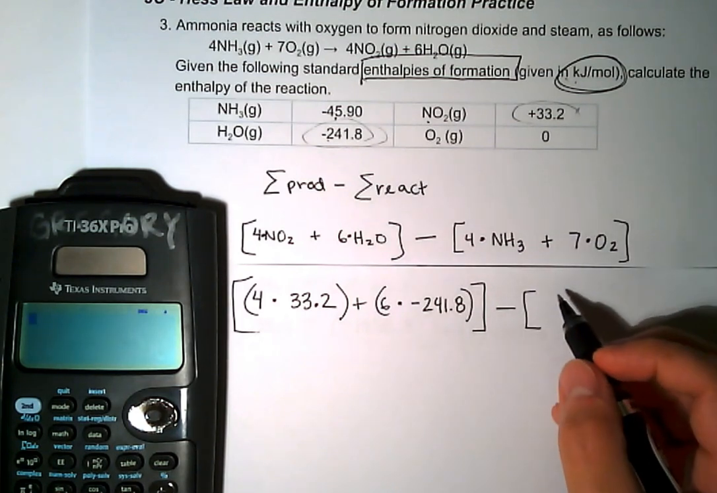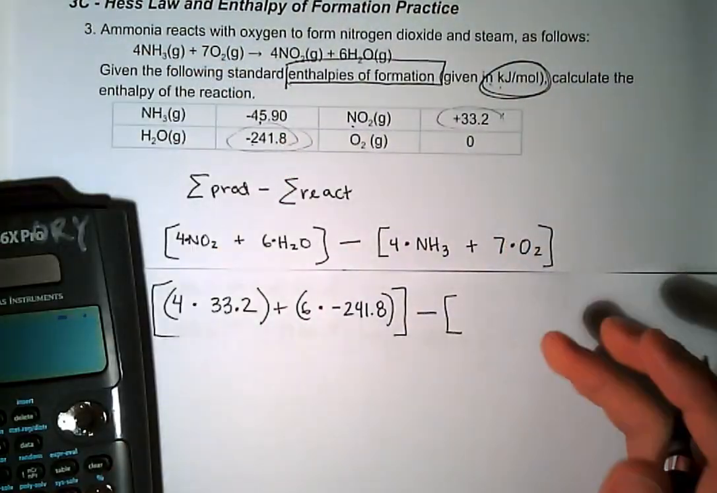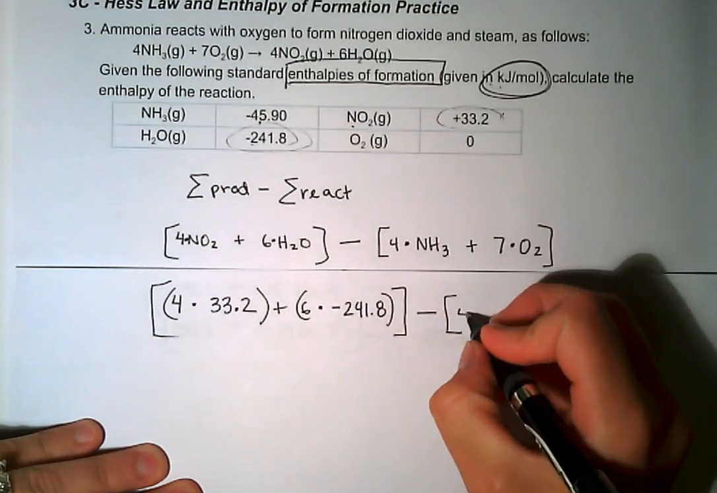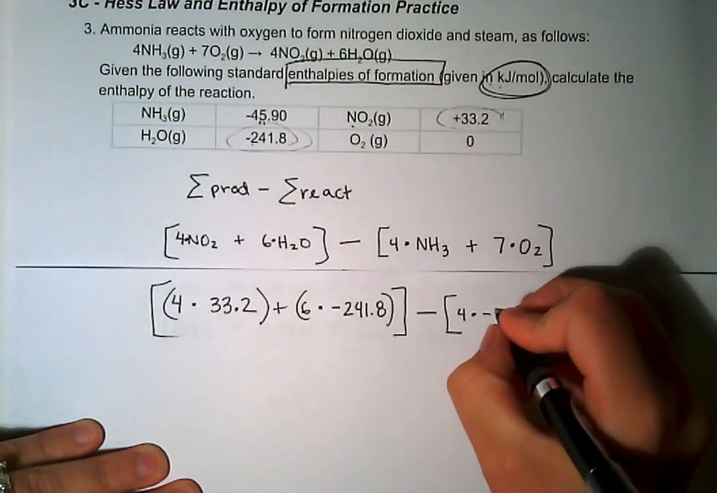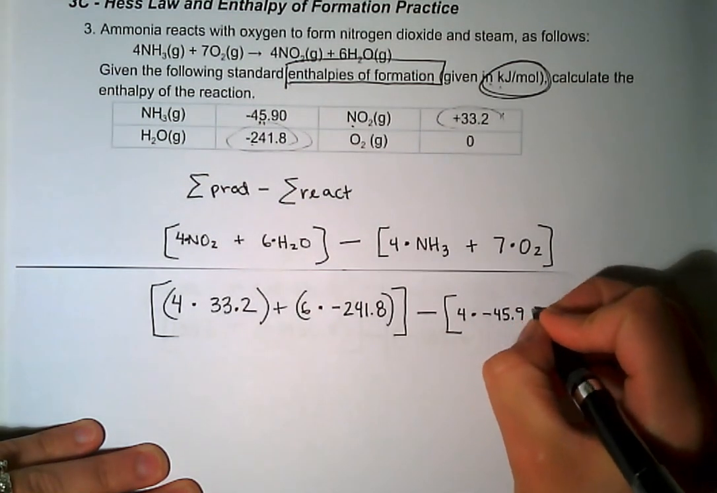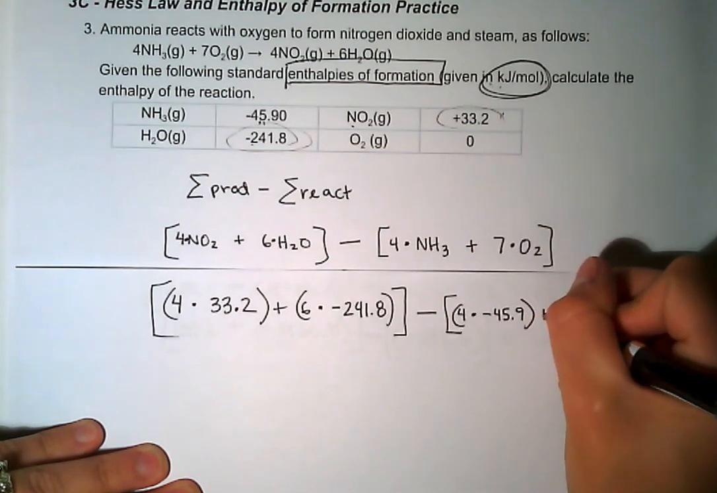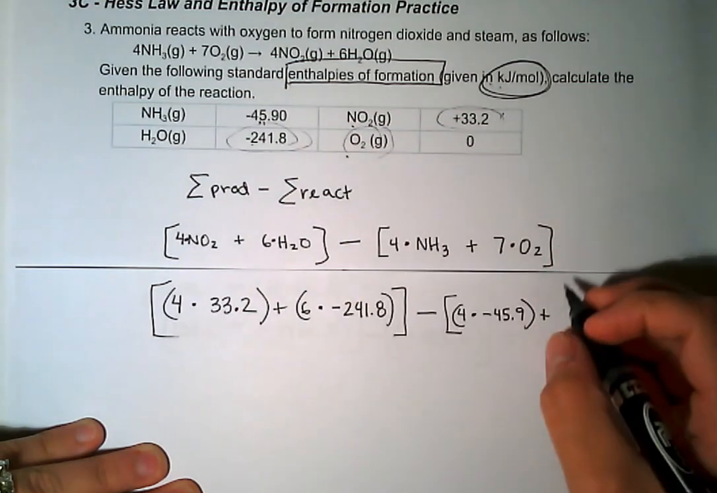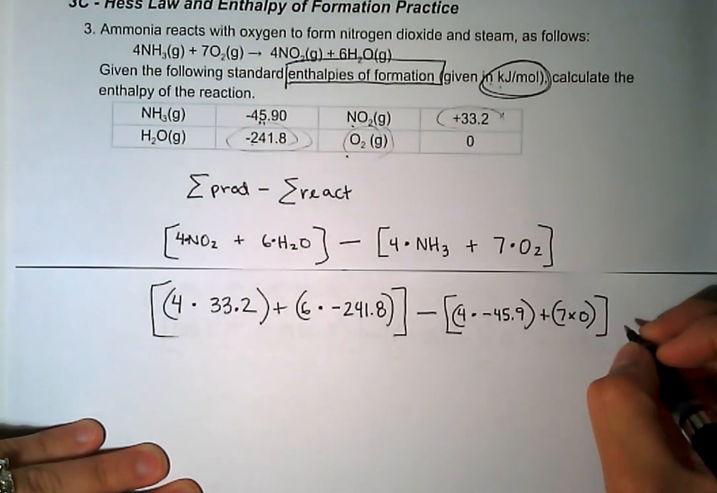So all that is our products, and then we need to subtract out the values for our reactants, which I'm going to have to write smaller. We're going to run off the page here. Let me just go ahead and move that over a little bit so we can keep seeing what we're doing. 4 times our value for NH3, which is negative 45.9. And then we just need to add in our value for O2. 7 times our value of O2, but O2's value is 0. So 7 times 0 is going to give us 0 there.